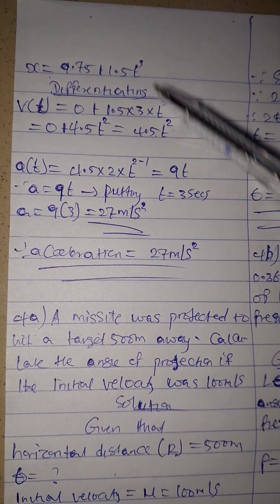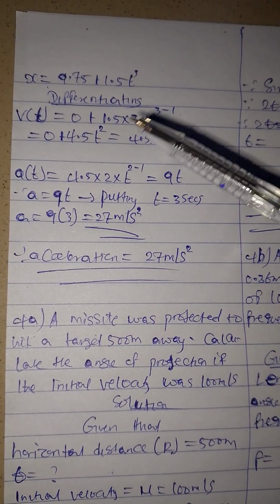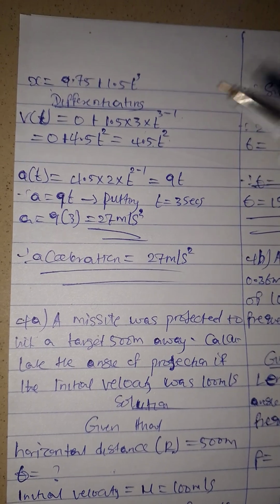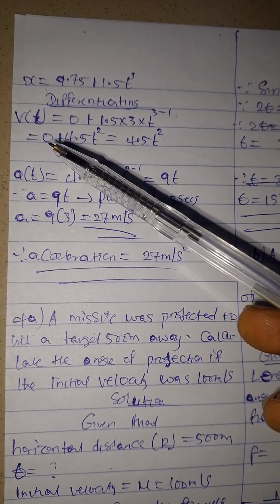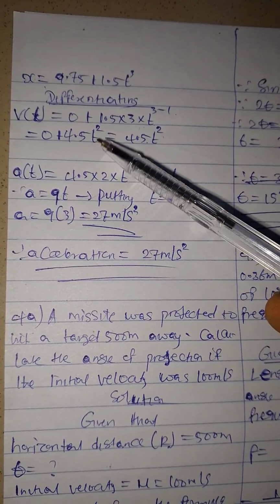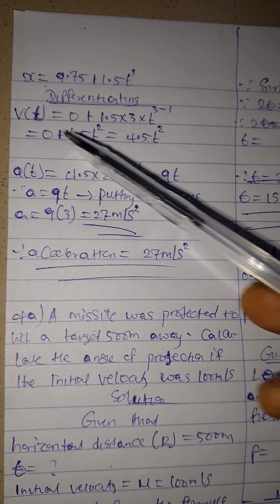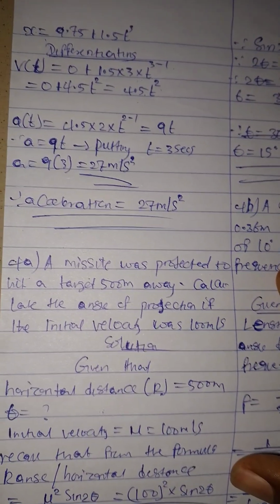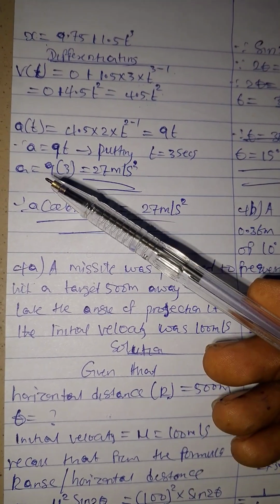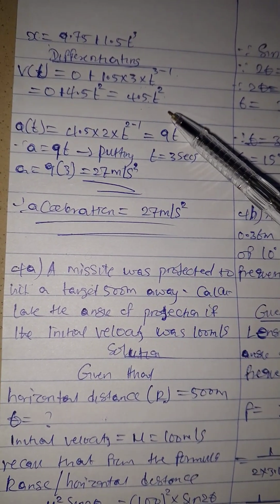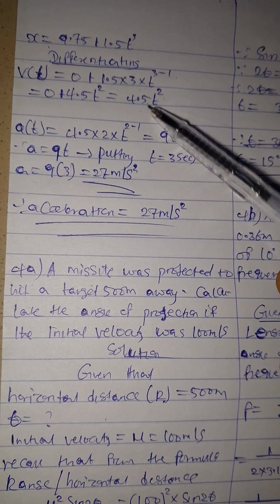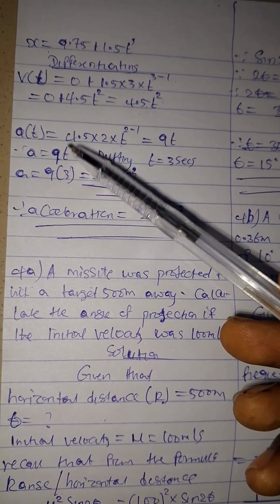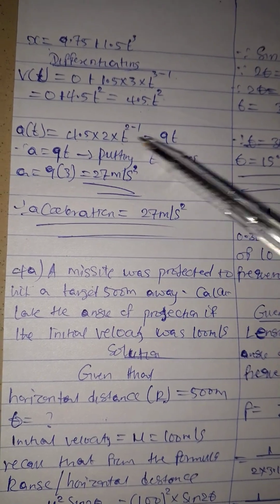So plus differentiate is the same thing as what? 1.5 times 3 times t raised to power 3 minus 1, since differentiation simply means reducing the power by 1. Okay, so that becomes 0 plus 4.5 t raised to power 2. So this is the answer for velocity, 4.5 t squared. So after doing that, I want to find my acceleration. To find acceleration, differentiate velocity. So differentiating velocity, it becomes 4.5 times 2 times t raised to power 2 minus 1. So 4.5 times 2 will give you what? 9. 2 minus 1, that remains t.